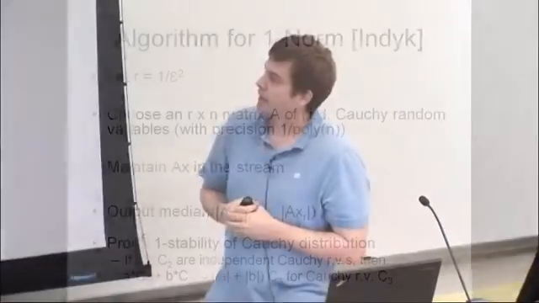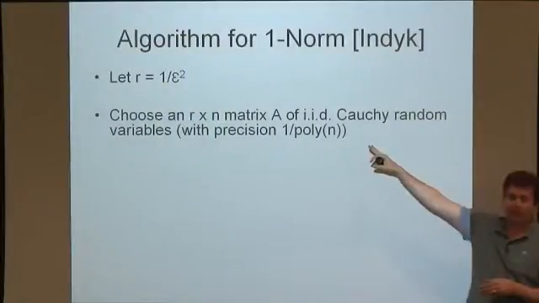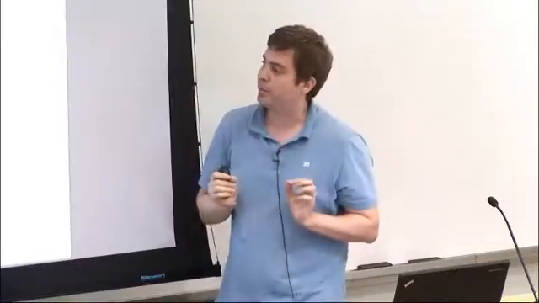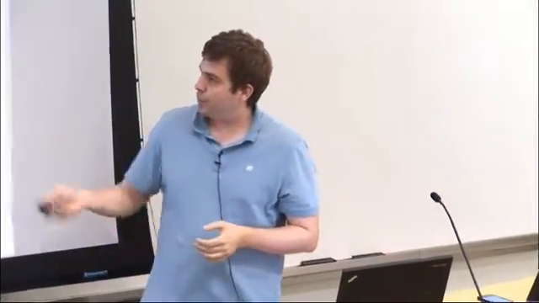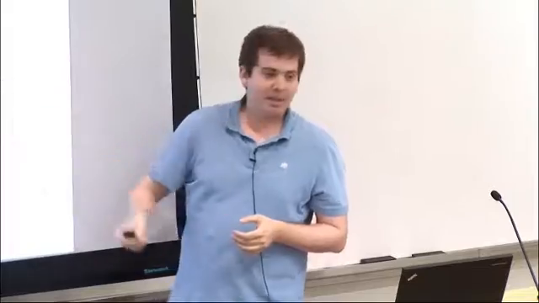Again, set the parameter r to be 1 over epsilon squared. You're going to do a very similar thing. This time you choose an r by n matrix A of IID Cauchy random variables. These come from the Cauchy distribution, a continuous distribution. It doesn't matter so much what it is; I'll just describe the property we need of it. But all you do is, again, maintain A times x in the stream, which is much lower dimensional.